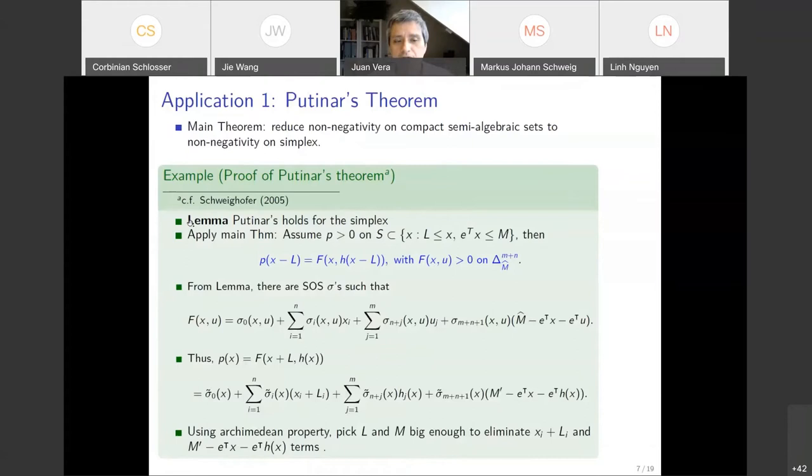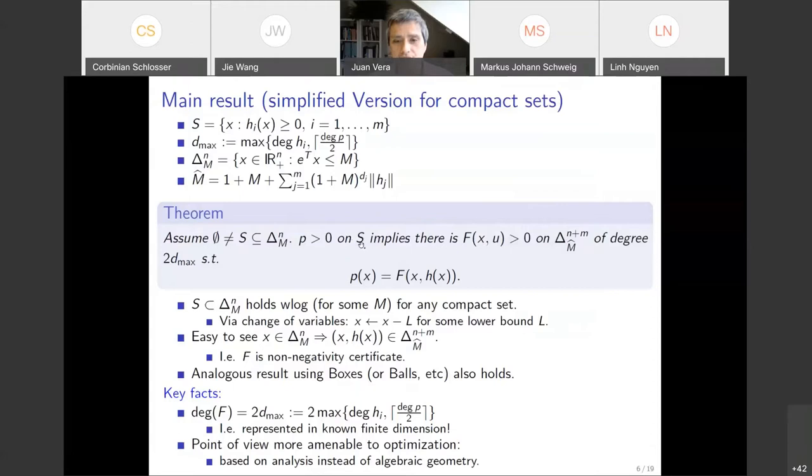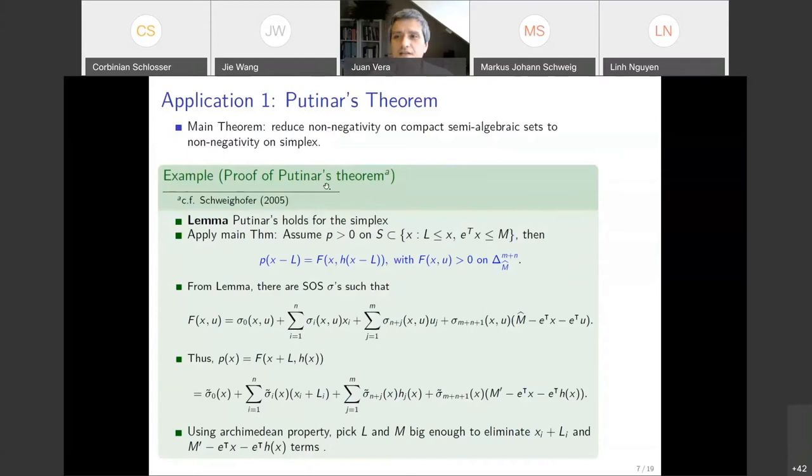So the first part will be, how do we apply this theorem? If you want to prove non-negativity on S, you need to get some certificate of non-negativity on the simplex. So the way to use this theorem is to start by constructing some certificate of non-negativity on the simplex. And the lemma that one has to prove first is that Putinar holds for the simplex. So I have to prove Putinar on the simplex. Let's believe for now that I have proven that. Actually, I will show you a proof in a couple of slides.